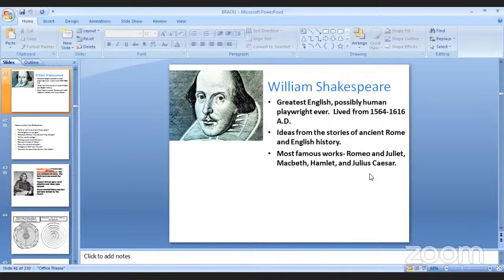Now, the theater was one of the most significant aspects of Restoration literature. That is the return of the theater. So the period saw many innovations in theater, including the important new genre called Restoration comedy.